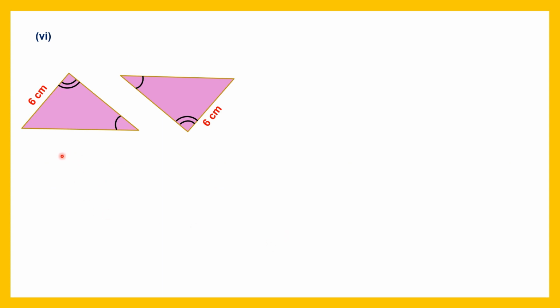Question 6. Now what do we have in these two triangles? We have a side, both have one side given, and we have two angles. So here two curves, and these two curves mean these two angles are equal. One curve and one curve, these two angles are equal. Now which condition can we use here? We have two angles and a side. Now here also we have two angles and a side, here also two angles and a side.